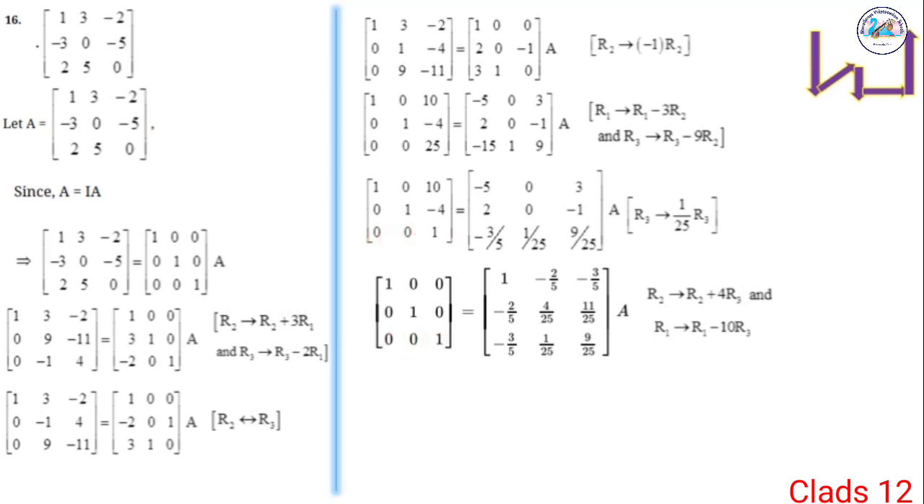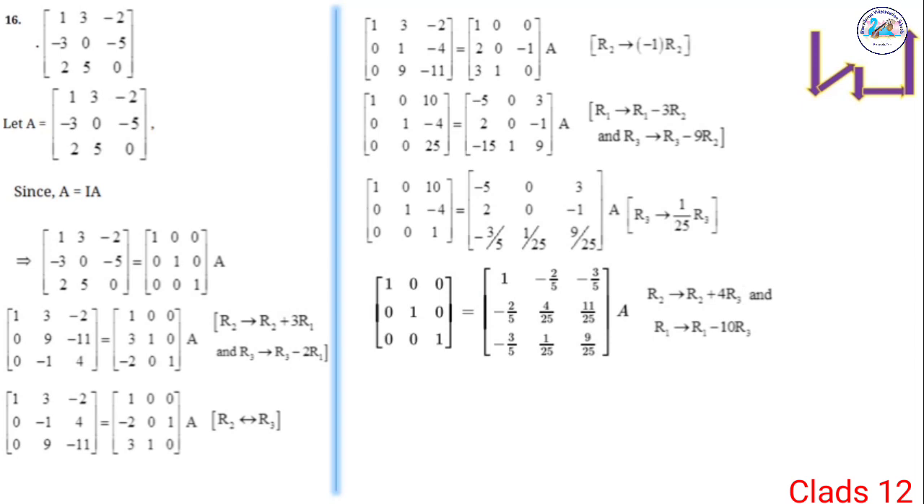And when you come to the right side matrix, R1 changes to R1 minus 10 R3. When you check, minus 5 minus 10 into R3, that is 10 into minus 3 by 5. When you go for the calculation, you will get it as 1. Please write and do the calculation. Once again, R1 changes to R1 minus 10 into R3. See, the R1 first element is minus 5 minus 10 into minus 3 by 5. When you calculate, you will get it as 1.